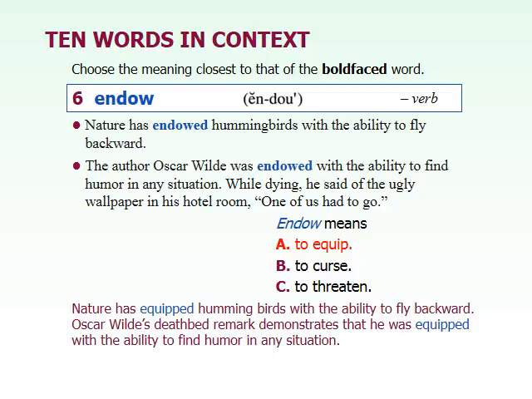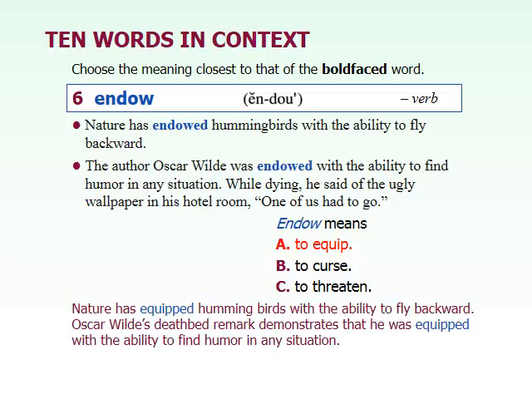In the second example, Oscar Wilde is a person, a famous playwright from England, but he was given, and you can either say by God or by nature, a natural ability to find the humor or find the funny things in any situation.